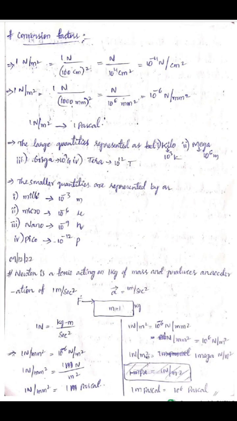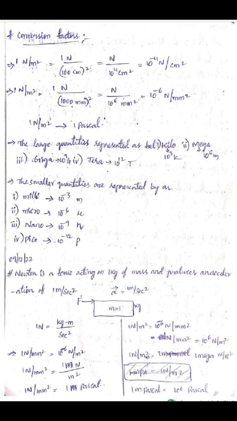Conversion factor: 1 Newton per meter square equal to 1 Newton per 100 centimeter whole square, which is equal to 1 Newton per 10 power 4 centimeter square, equal to 10 power minus 4 Newton per centimeter square. 1 Newton per meter square equal to 1 Newton per 1000 mm whole square, equal to Newton by 10 power 6 mm square, equal to 10 power minus 6 Newton per mm square. 1 Newton per meter square equal to 1 Pascal.